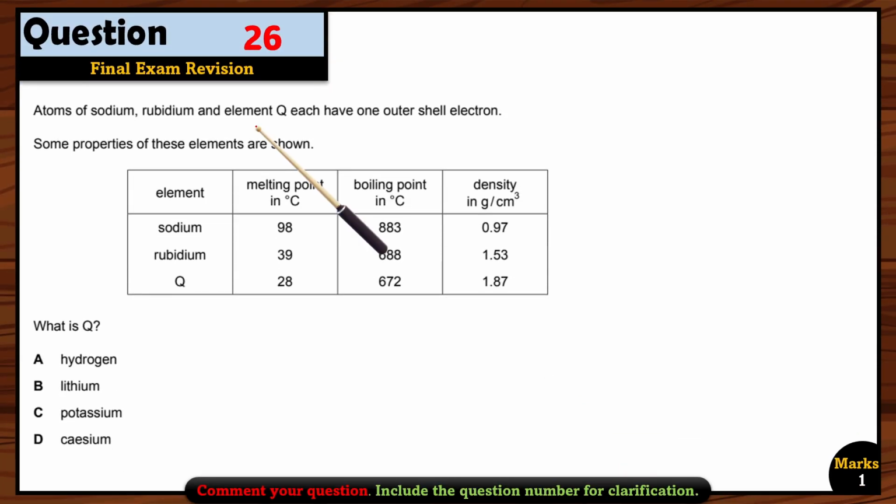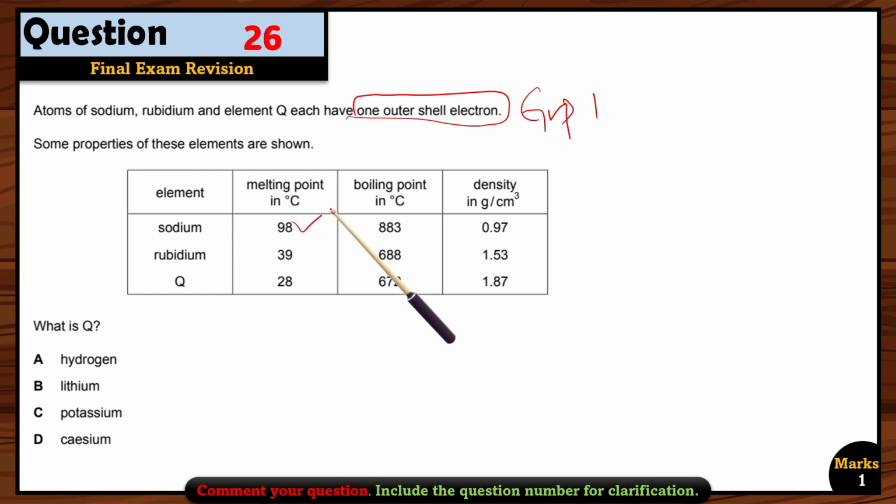Atoms of sodium, rubidium, and element Q each have one outer shell electron. So it means they all belong to group 1. Now they are asking a question related to group 1. Some properties of these elements are shown here. What is Q? If you see the elements, we have to check the melting points one by one.